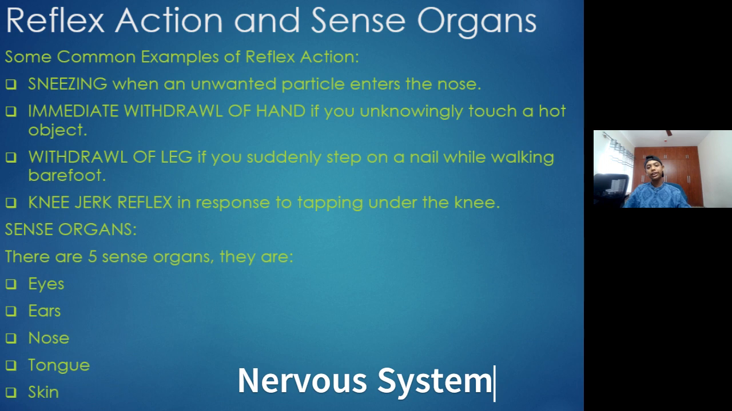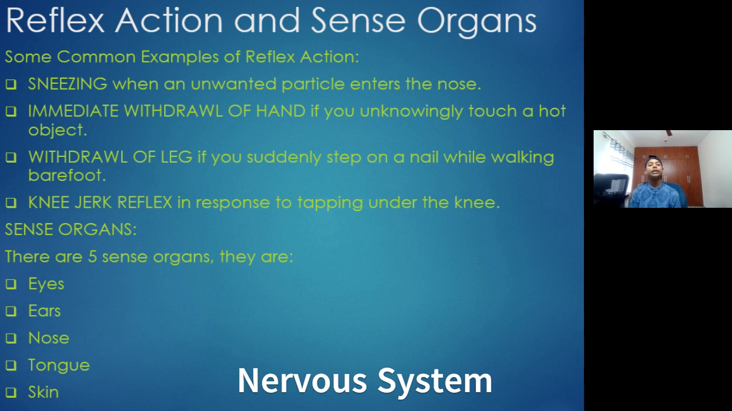Now let's move forward to reflex action and sense organs. Let me tell you a few examples of reflex action. I have given you one example, now let's see a few more. Sneezing, which has most likely happened in the life of all who are watching, is because of an unwanted particle entering your nose. Then there is the immediate withdrawal of your hand: if you unknowingly touch a hot object, you immediately withdraw your hand without any thinking.